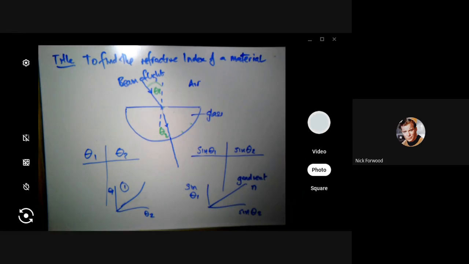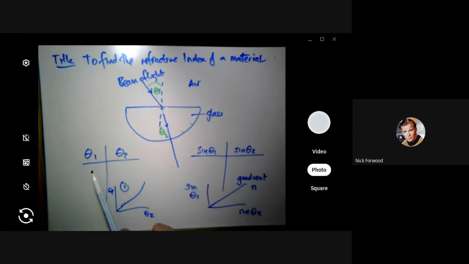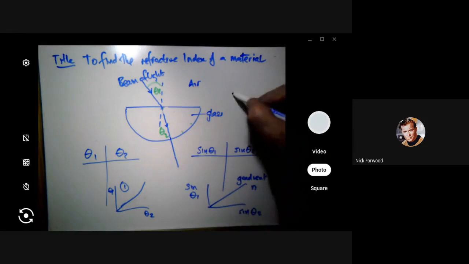So title, diagram, method, change theta 1, measure theta 1 and theta 2, make a table, plot a graph. Graph does not give you a straight line. Second table, sine theta 1, sine theta 2, plot a graph. The graph does give you a straight line, and the gradient of that straight line is the refractive index. So there's the details of Snell's law, how to find Snell's law. n equals sine theta 1 over sine theta 2.